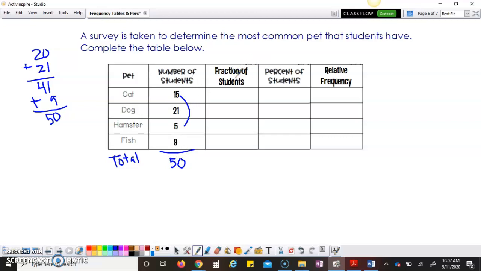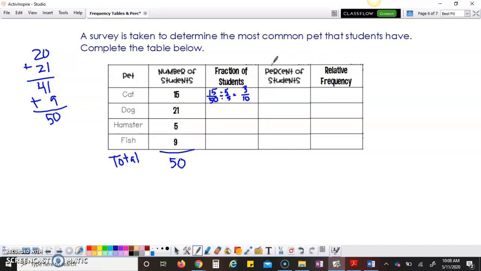So let's talk about fractions. Remember, fractions are going to be part over whole. So if 15 kids chose cats, that means that 15 out of 50 total chose cats. Now let's go ahead and simplify this. We're going to divide by 5, top and bottom, and we're going to get 3 over 10 as a simplified fraction, okay?